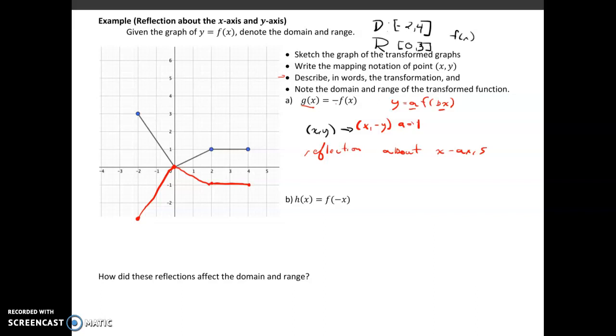You notice how I didn't put arrows on? Really important. So I sketched the graph, check. I've written the mapping notation, check. I've described it in words, check. I denoted the domain and range. Well, for the new function, the domain remains unchanged because the transformation just happened to the y's. How did the y's change? The y's were simply multiplied by -1.